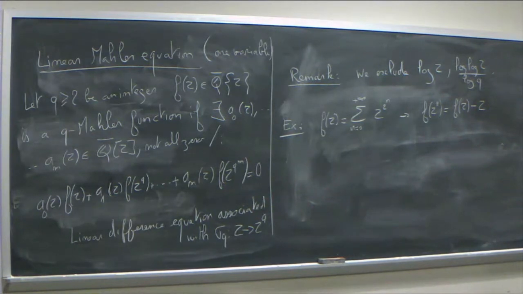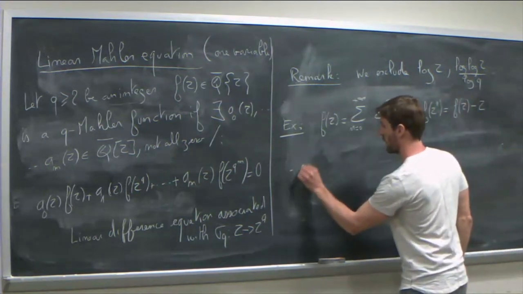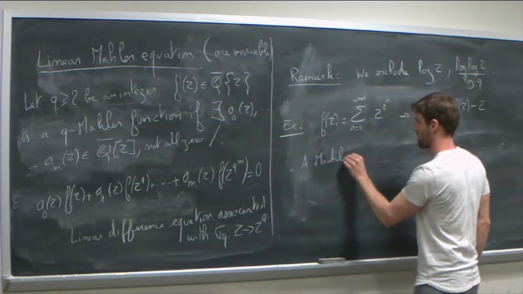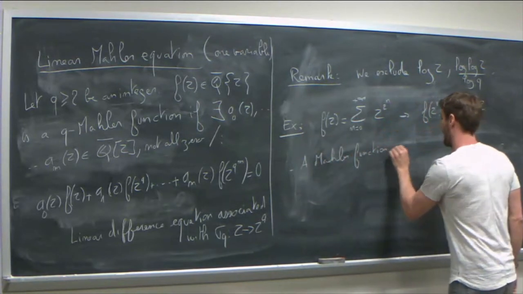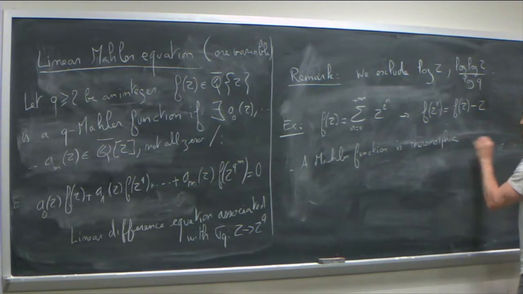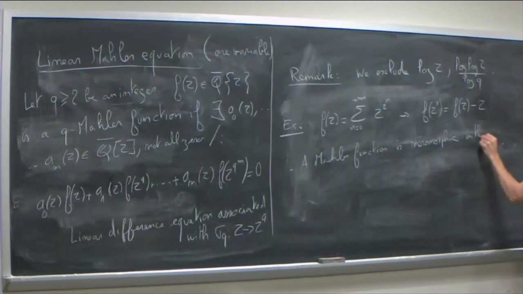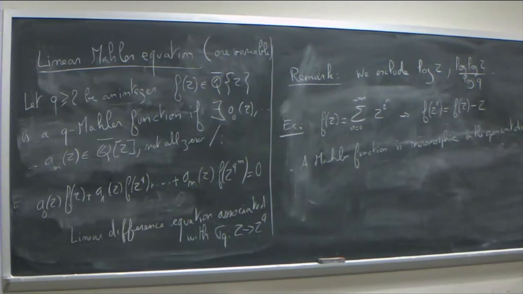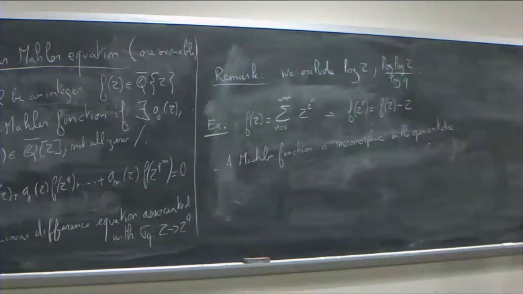And so, perhaps it's a good idea to explain briefly what these functions are. So first, a Mahler function, you can show that it is meromorphic in the open unit disk. But the number of poles may be infinite inside this. However, the poles are finite in any disk of radius less than one. So if there are infinitely many poles, they only accumulate on the unit circle.